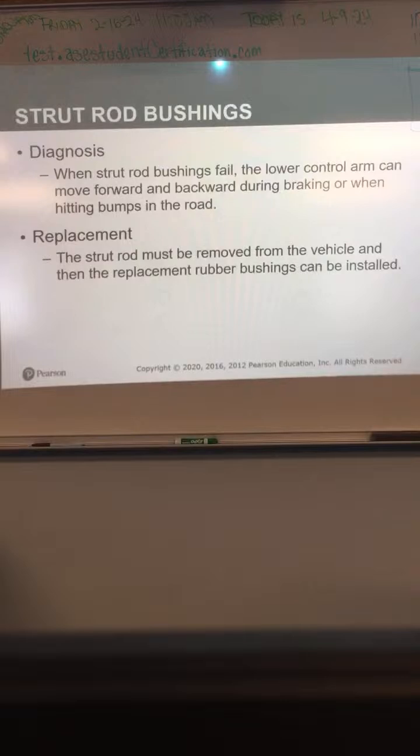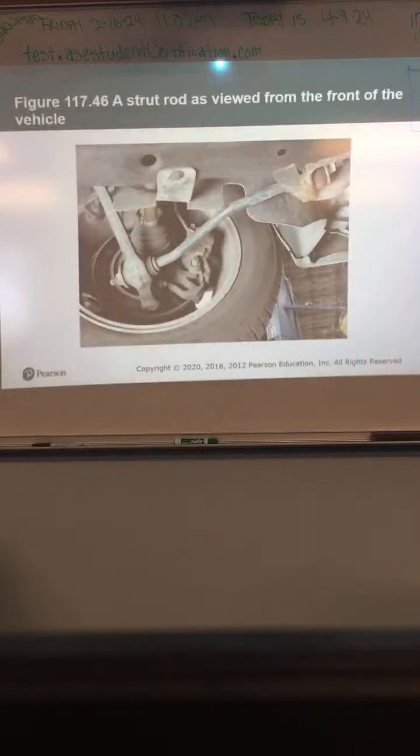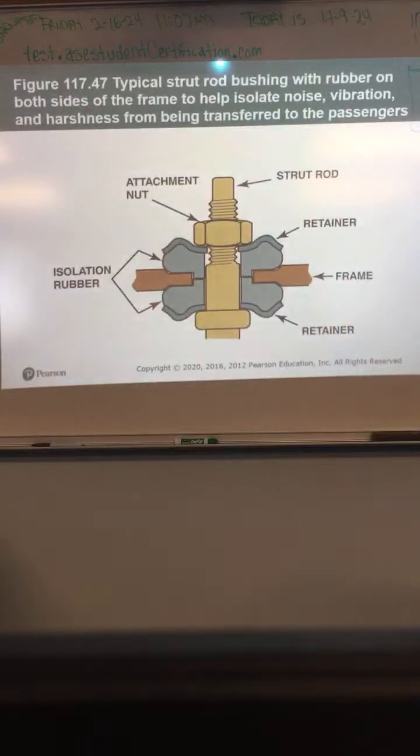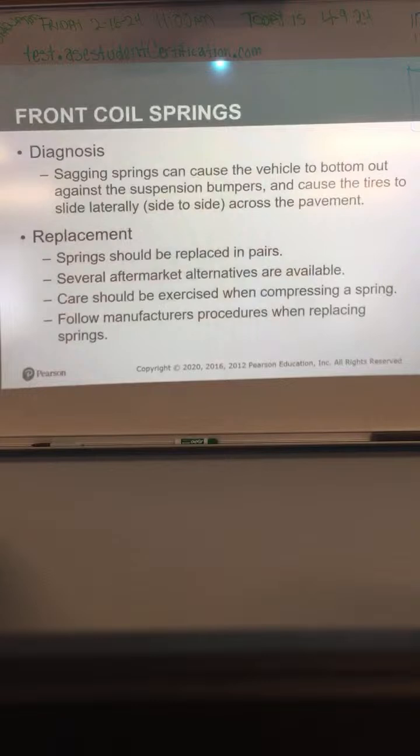Strut rod bushings, you don't see too many cars with strut rods on them, I wouldn't worry too much about that, but that will give you a forward and backward noise during braking or acceleration, hitting bumps. Can be removed from the vehicle and replaced, the bushing can be reinstalled. Typical strut rod bushing, okay.